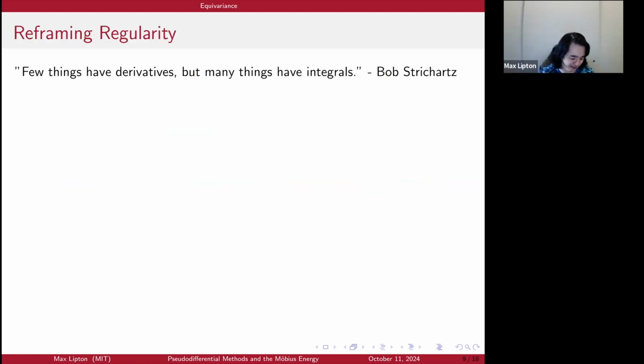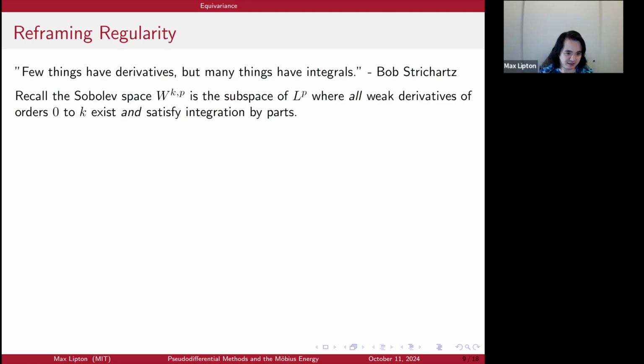So one thing that Bob Strichartz once said to me was that few things have derivatives, but many things have integrals. Even though in calculus it's harder to compute the value of an integral, it's fairly straightforward to compute the value of the derivative. And so this is one way we can reframe regularity results. So not only are we talking about how to compute derivatives, but whether or not these derivatives exist, we can express this in the language of multiplying by functions in frequency space.